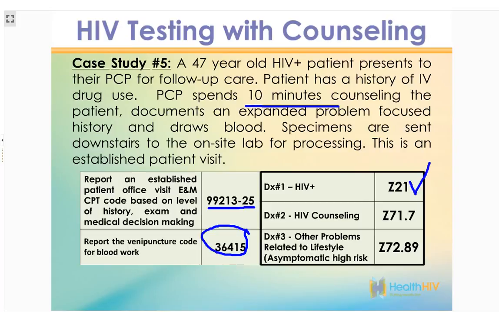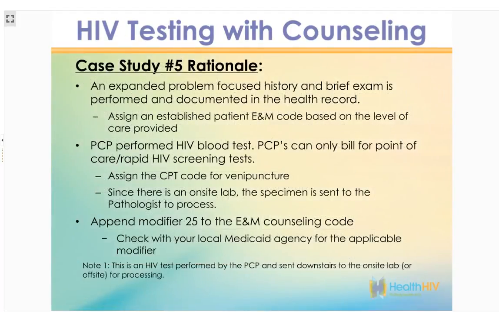The patient is HIV positive, so the code Z21 is principal. There was counseling, so the Z71.7, and other problems related to lifestyle, Z72.89, because of the history of IV drug use. And then the next slides just give you the rationale.